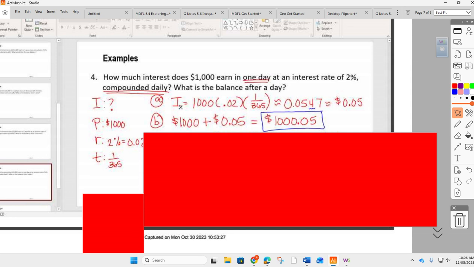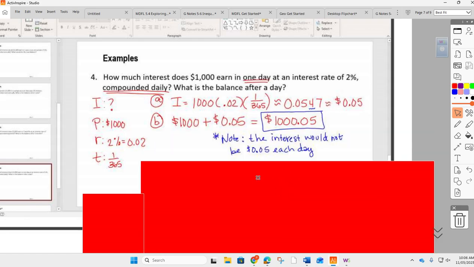You always, if they ask for the balance after a period of time, you take that balance and add it to the interest. And make a note, it would not be 5 cents a day. Each day it's going to go up a little bit. And by the end of the year, that compounding daily, it's a pretty big amount of growth. It's exponential, right? We've been talking about exponential growth. Compounding daily is how you get that exponential growth.